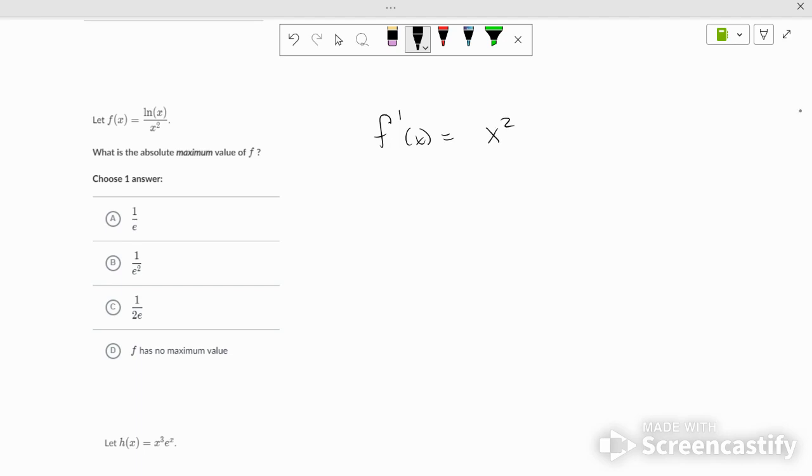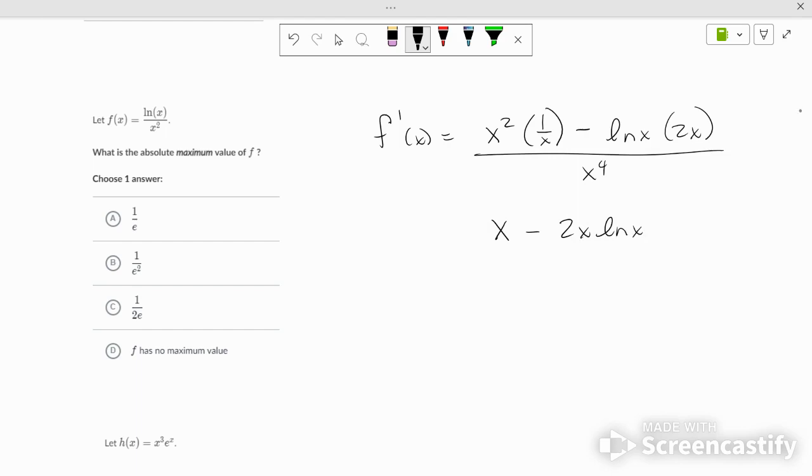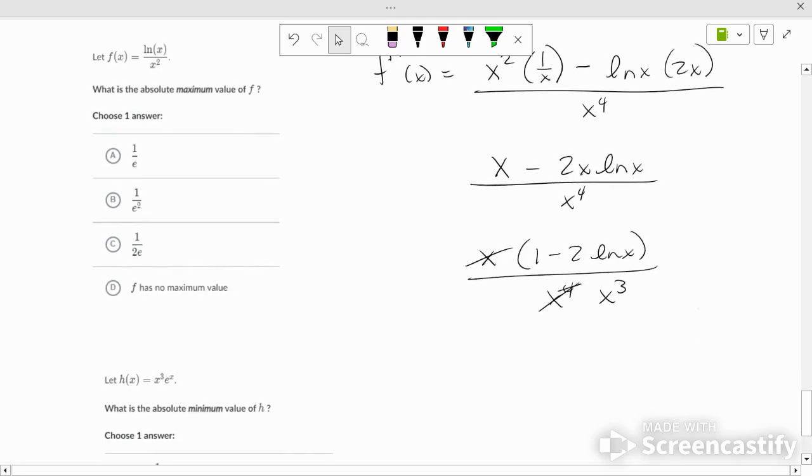So it's x squared times 1 over x minus the ln of x times 2x all over x to the 4th. So it's x minus 2x ln of x all over x to the 4th, which if you factor out an x on the top, it's 1 minus 2 ln of x over x to the 4th, and one of these x's and one of these x's cancel to be x to the 3rd. Okay, so that's my first derivative.